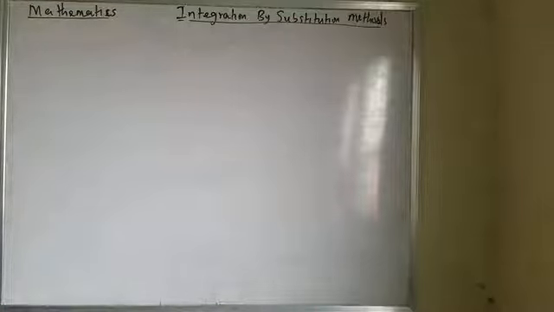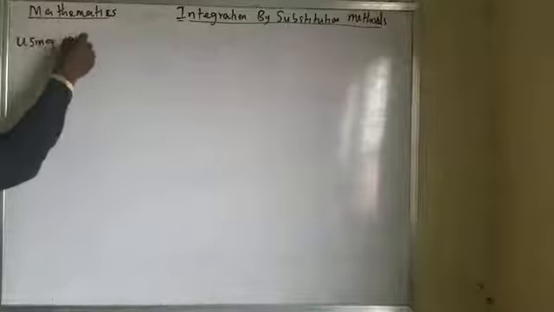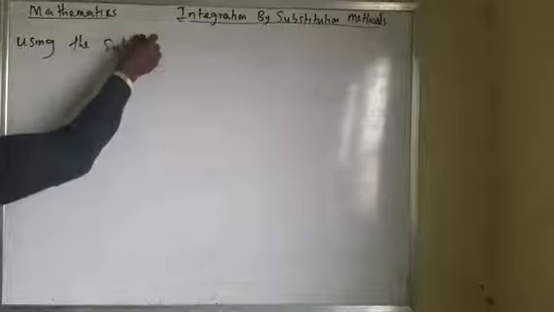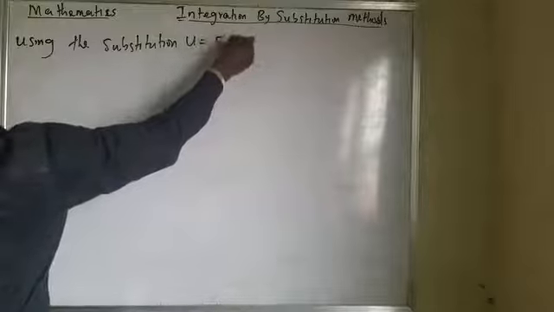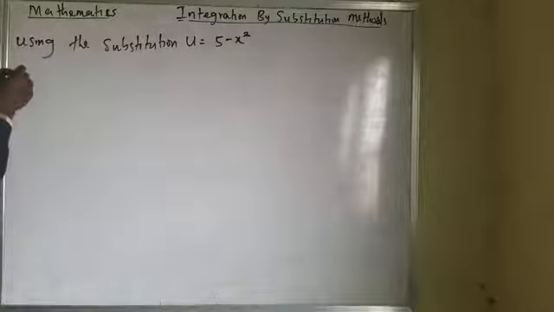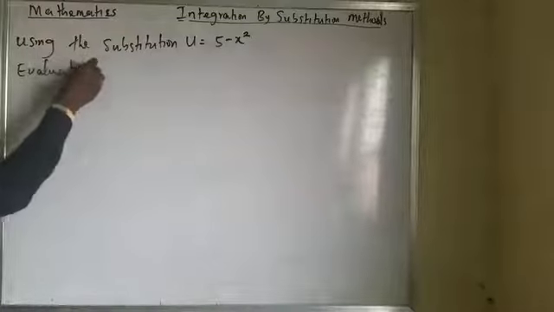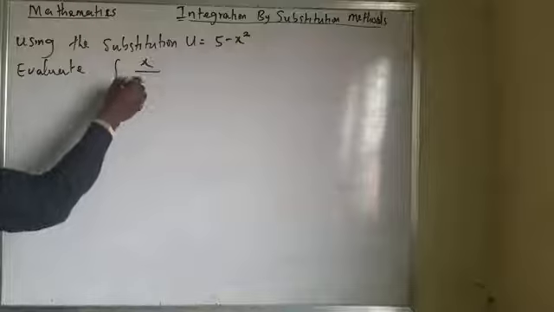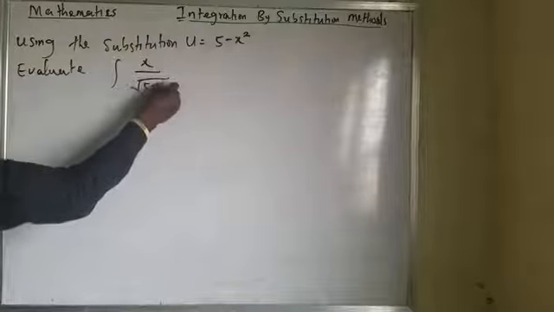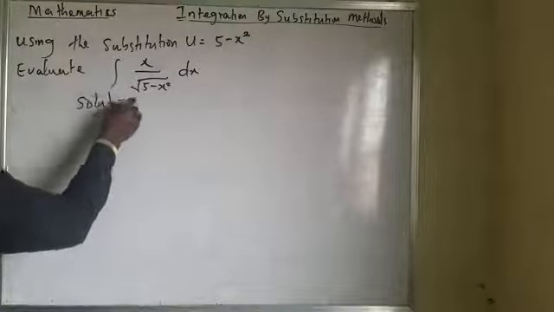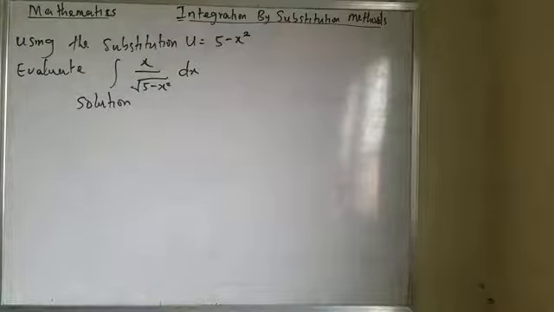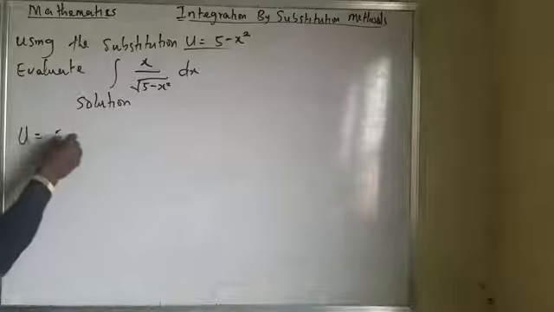Now, look at this question. Using the substitution u equals 5 minus x squared, evaluate the integral of x divided by the root of 5 minus x squared dx. Now I want to work on this problem. Solution. You are told what to use, so the question has helped you and you don't need to think of what to do. If I were you, I would just say u equals 5 minus x squared.